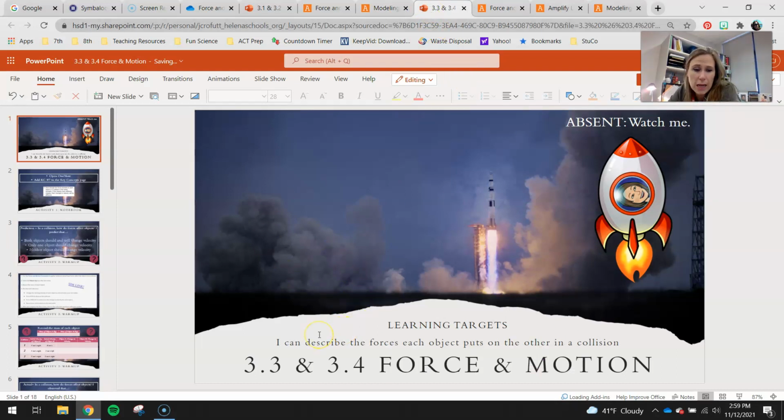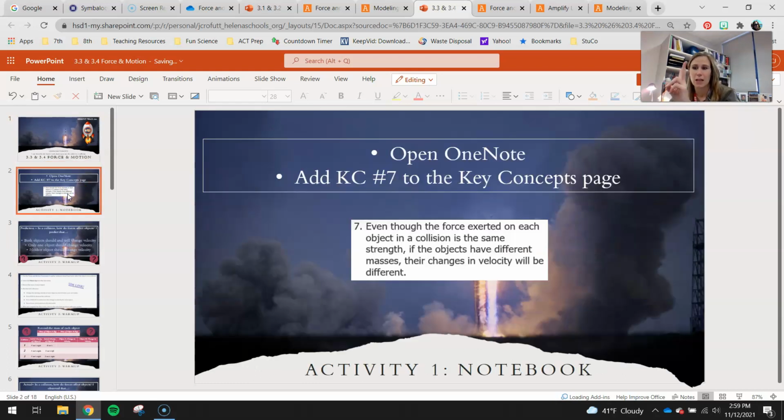Your learning targets for today. I can describe the forces each object puts on the other in a collision, and then also how those objects might respond differently based on their mass. And that really is a good review of Newton's second law of motion that we learned about not too long ago. First thing you guys should do today is add key concept number 7 to your key concepts page.